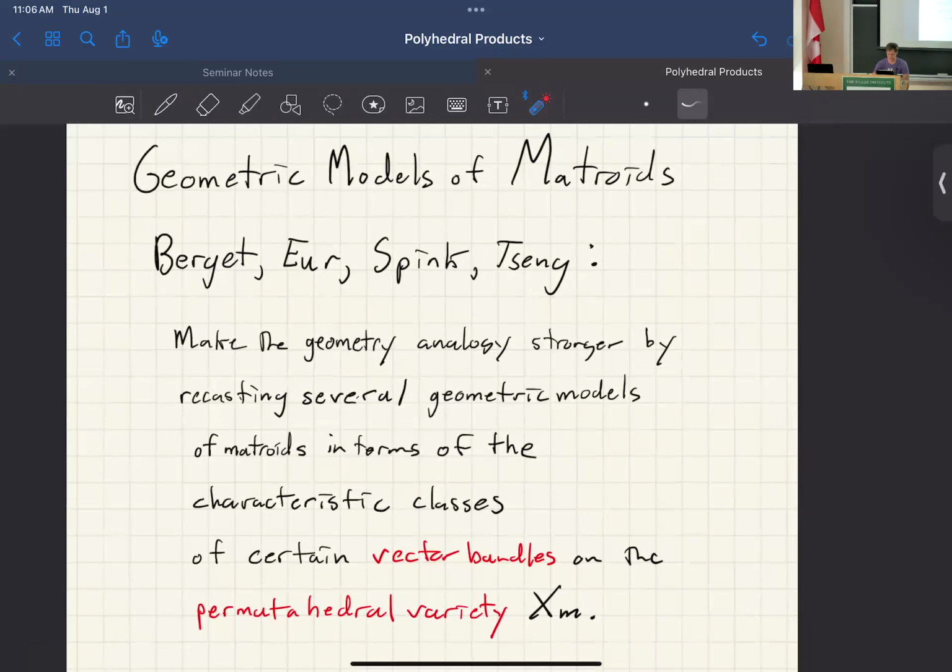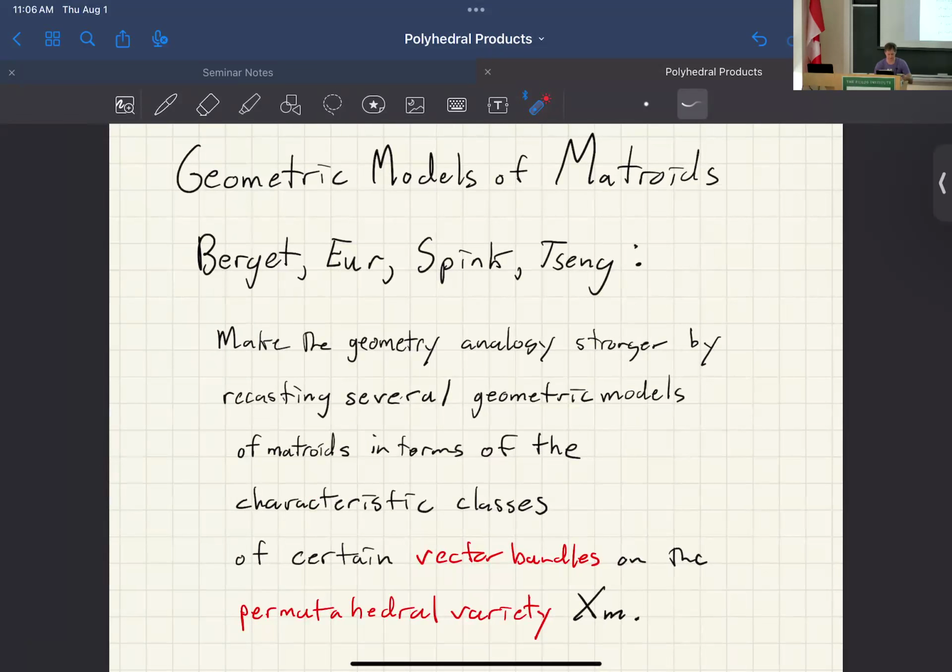That's right. And this project is what Junho got the Fields Medal for. Okay, so now I want to tell you about some related work by Berget, Eur, Spink, and Tseng.